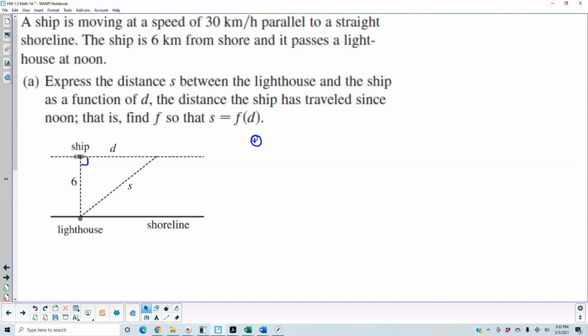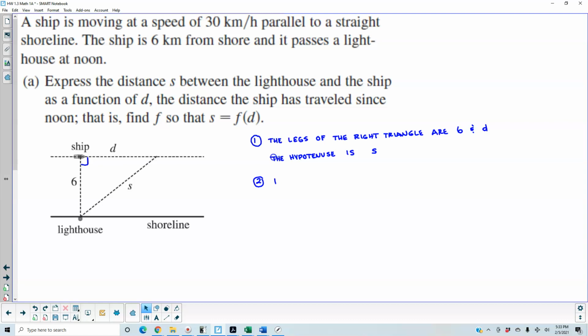So what are the legs of the right triangle? The legs of the right triangle are 6 and D. And so what is the hypotenuse? Well, the hypotenuse is S.